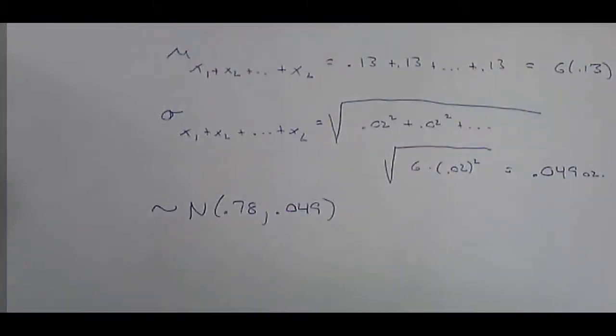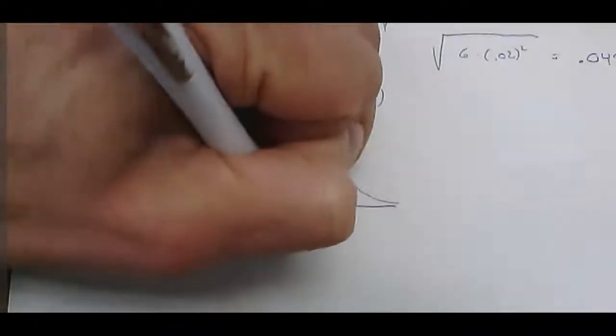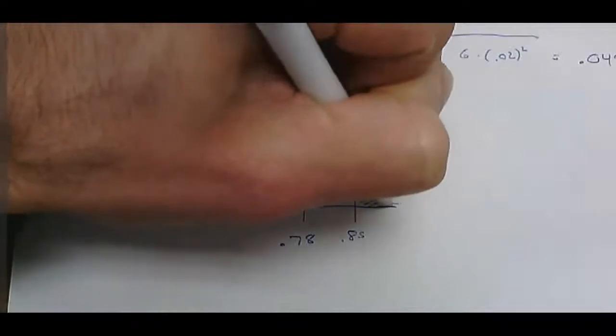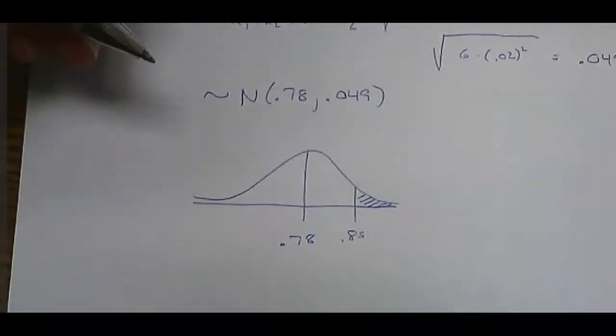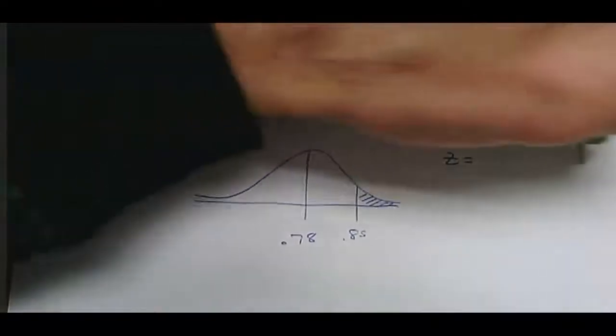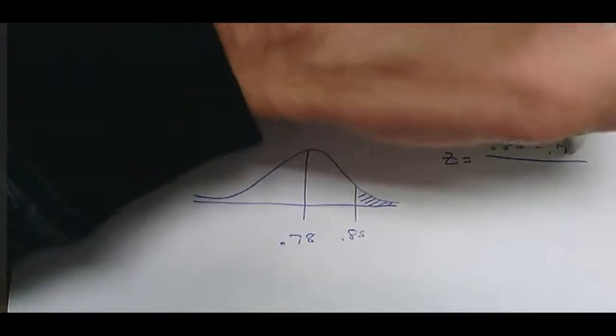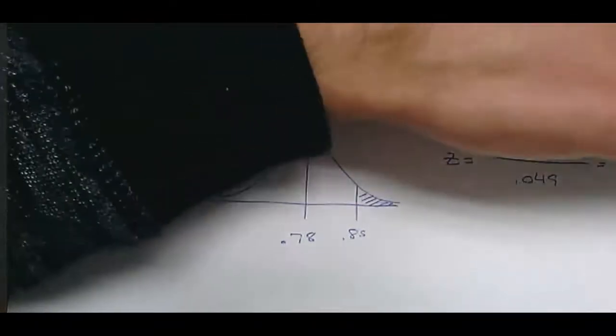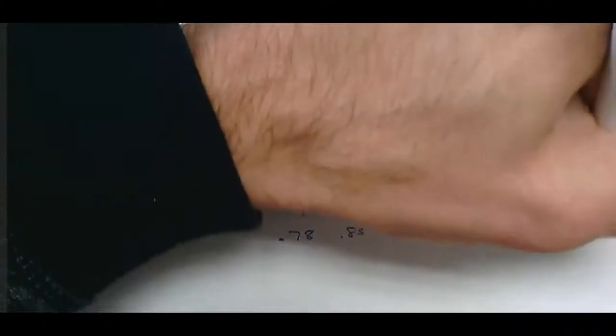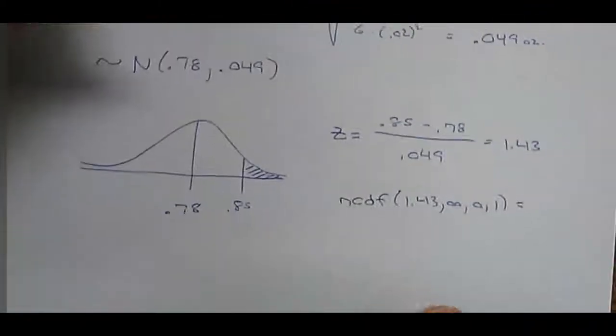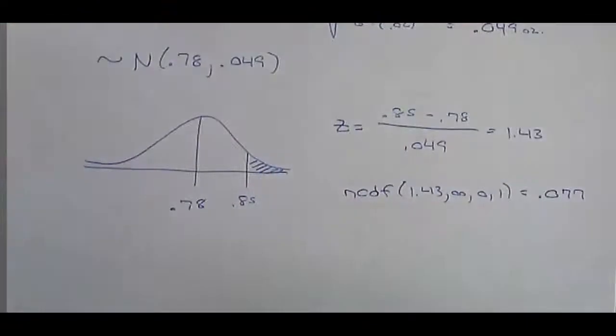And they wanted to know what's the probability that he will use all of the toothpaste in the tube. In this case, there was 0.85 ounces in the tube. There's my mean. There's 0.85. I'm going to calculate a z-score, then use normal CDF to get the area under the curve. I'll run through this one since I didn't show it in the last one. 0.85 minus 0.78 divided by 0.049, so the z-score is 1.43. I would do normal CDF from 1.43 to infinity, with 0 and 1 as my mean and standard deviation. And this probability ends up being about 0.077. So there's a little less than an 8% chance that he's going to use all of the toothpaste in his tube.